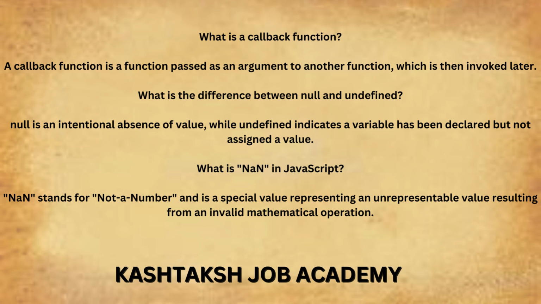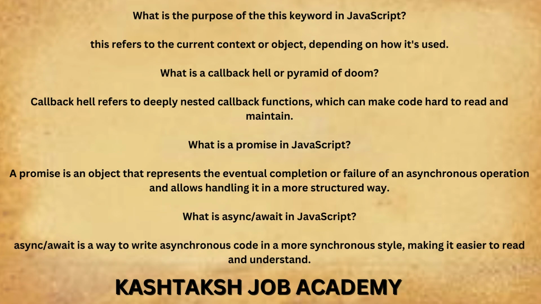What is NaN in JavaScript? NaN stands for not a number, and is a special value representing an unrepresentable value resulting from an invalid mathematical operation. What is the purpose of the this keyword in JavaScript? This refers to the current context or object, depending on how it's used.